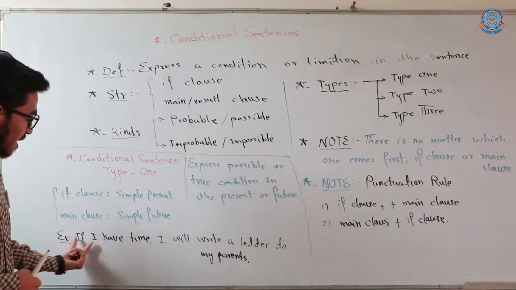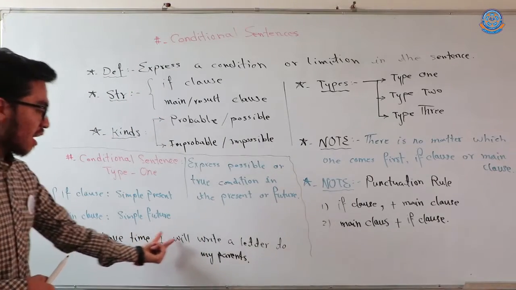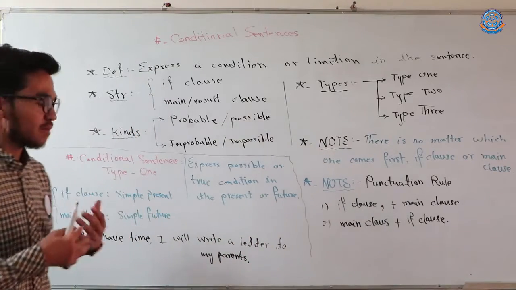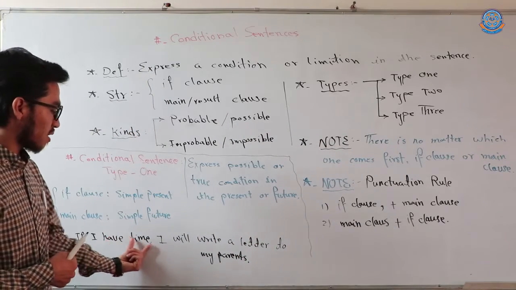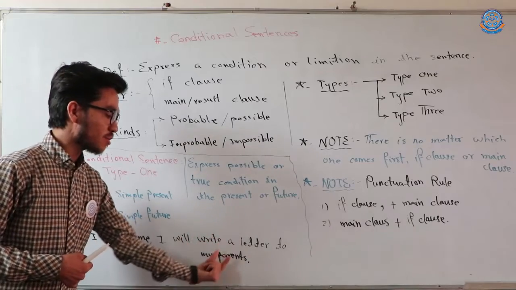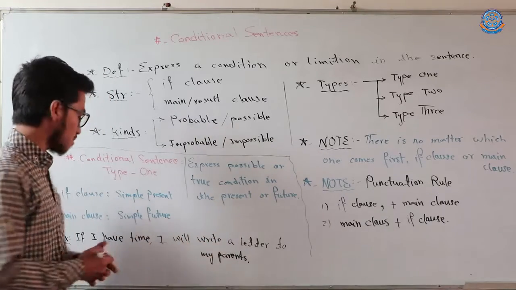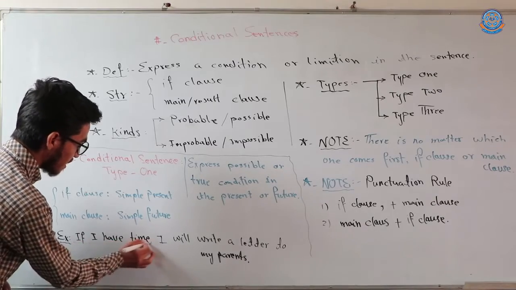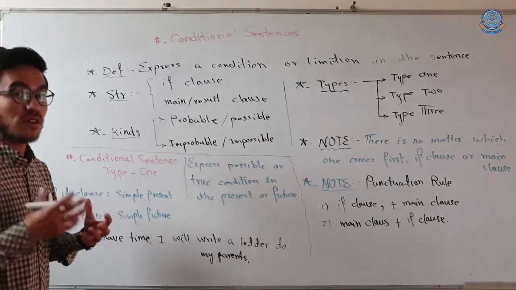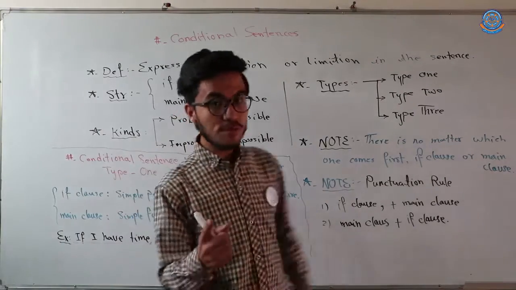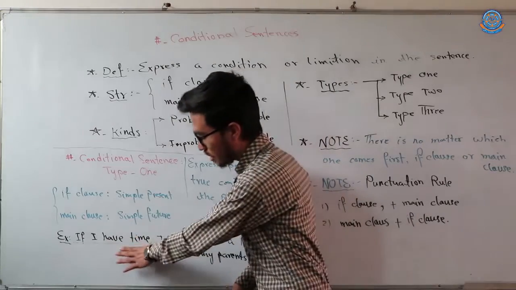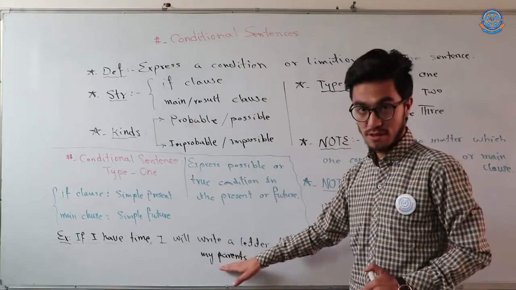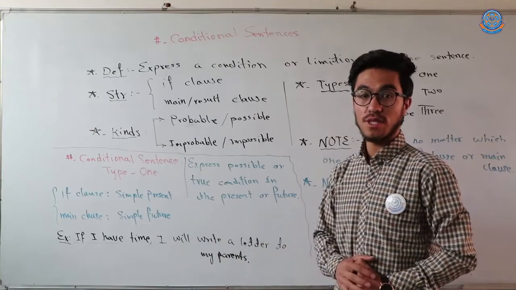Let's make an example. If I have time, I will write a letter to my parents. Once again, if I have time, I will write a letter to my parents. As you can see, the first part is the if clause, where we express the condition. The next part, I will write a letter to my parents, is the main clause or result clause.